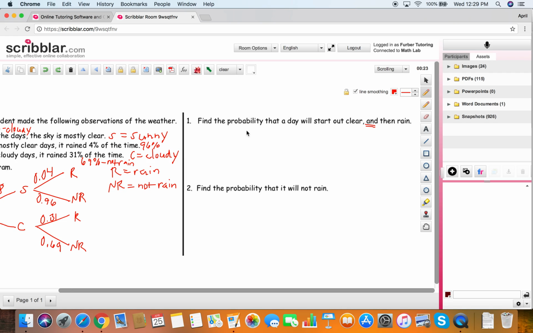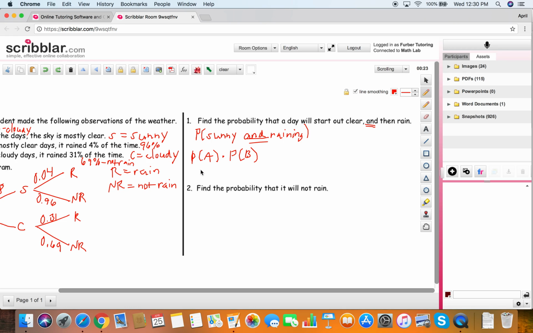Two independent events, okay? So I'm going to have to do the probability of it being sunny and raining. Okay, that and means to multiply. So this is my probability that I'm going to be doing here. I'm going to be multiplying the two events, okay? Because again, that's going to give me a smaller percentage, okay? So if you want it to both be sunny and rain, we have to multiply them.